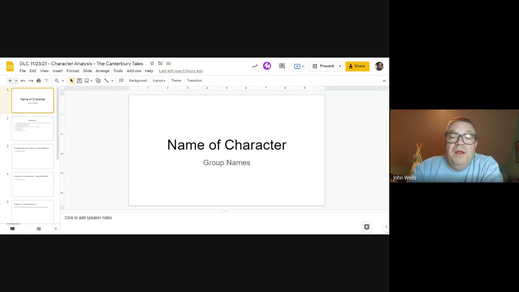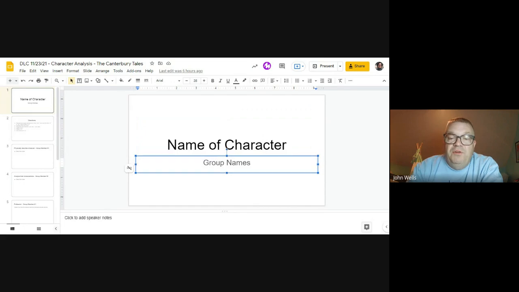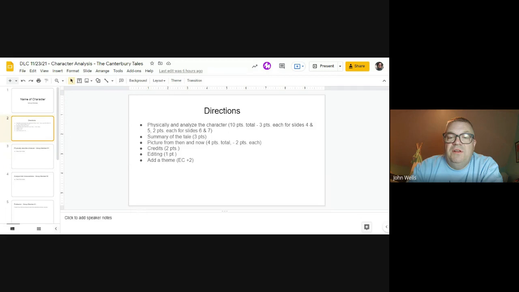On slide number one, you'll type in the name of the character, and that's the first thing you will want to do. You'll want to pick which of the 30 pilgrims on the Canterbury Tales you would like to do. We will not be limiting it to one character per class, so we could have multiple people with the same ones, but it would be better for you to pick somebody a little bit different because then you won't be judged against the other people around you. On the second line here, you'll put your names so we know who you are. Slide 2 contains the directions and also contains how many points each slide will be worth.